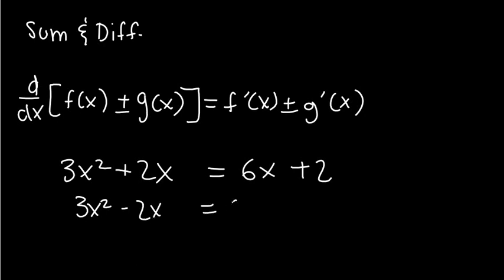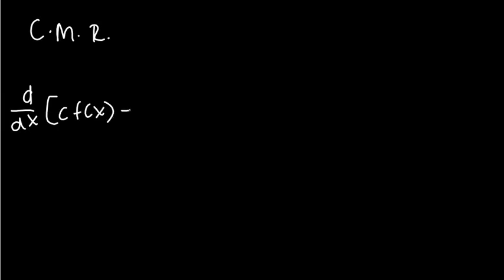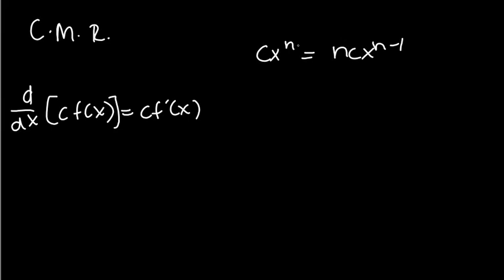Let's go on to the next rule, the constant multiple rule. So we'll just call this CMR. The derivative of c times f of x is equal to c times f prime of x. The constant is not changed. So if you had the power rule with cx to the nth, you get ncx to the n minus 1 as the derivative of that. The constant in front of it never gets changed. So that is the rule, basically.